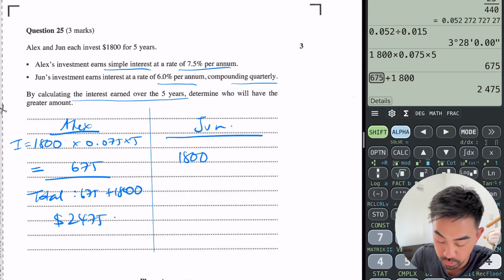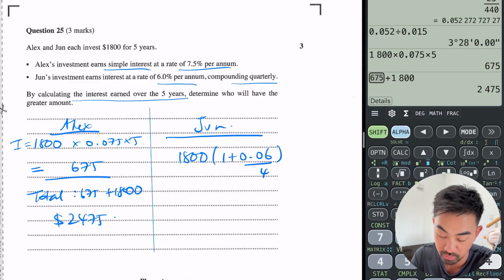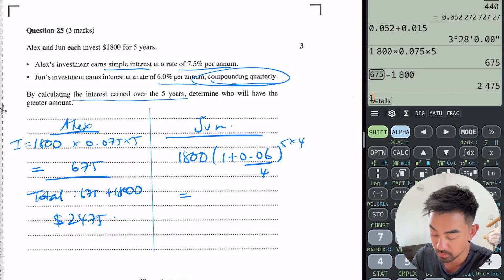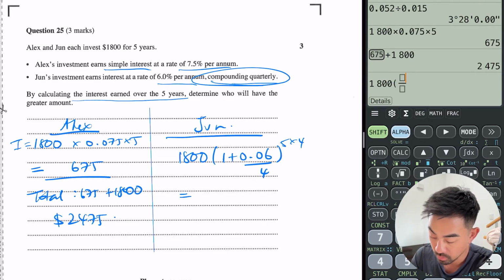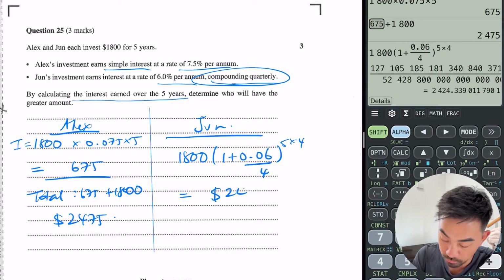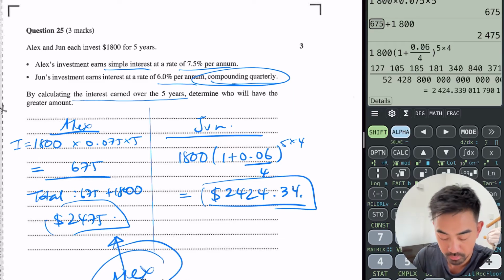All right, Jun's compound interest. So his 1,800, 1 plus 0.06, quarterly, so divided by 4. Yeah, almost missed that. And then 5 times 4, that's how many quarters it is. 1 plus 0.06 divided by 4 to the power of 5 times 4. So this is 2424.34. So who has more money? It is Alex.